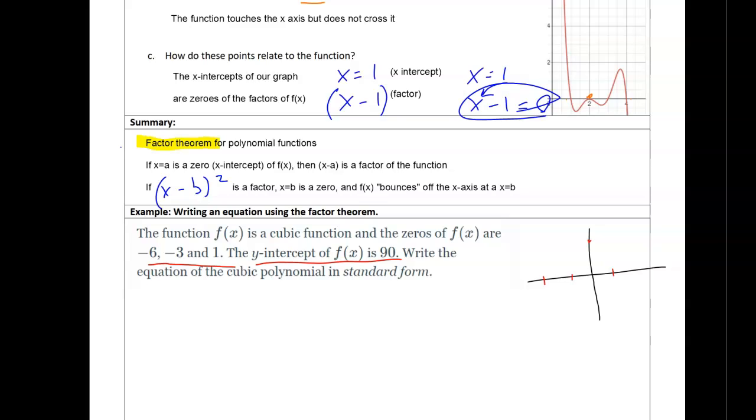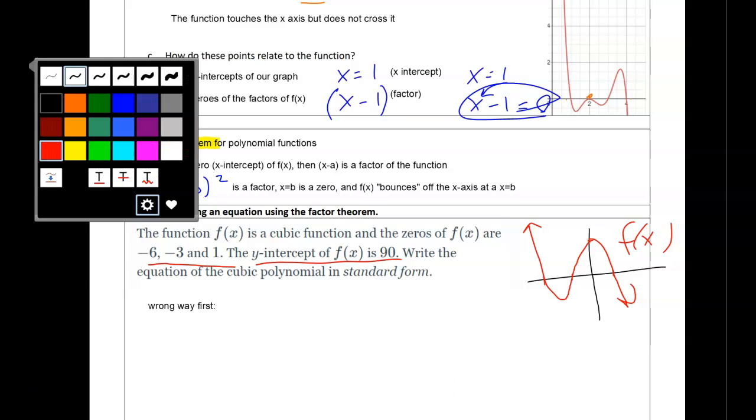So I pretty much know I have to be up here coming down, right? And then that means I have to go down here, up here. So this is something that f of x would look like. And it says, write me a polynomial in standard form. And I actually want to show you the wrong way to do this first.